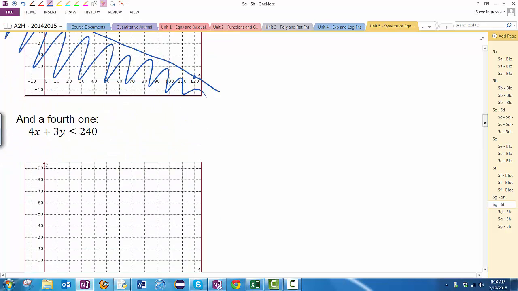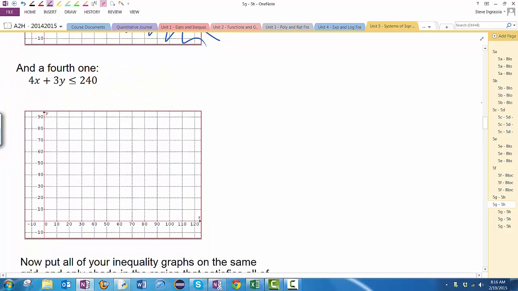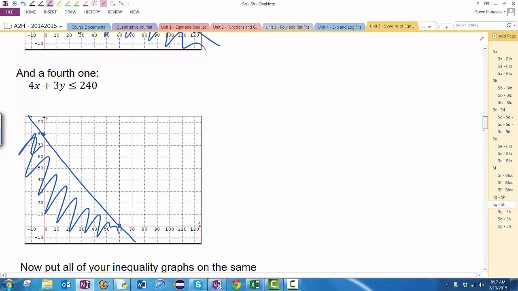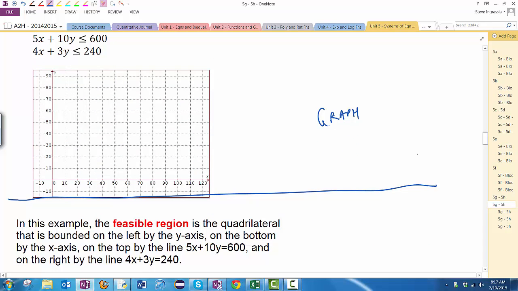And my fourth one, 4x plus 3y less than or equal to 240. What happens when y equals 0? X is 60. What happens when x is 0? Y is 80. Connect these in a line, shade the appropriate side. Now let's put all of those together. I'm going to get something that looks like this.